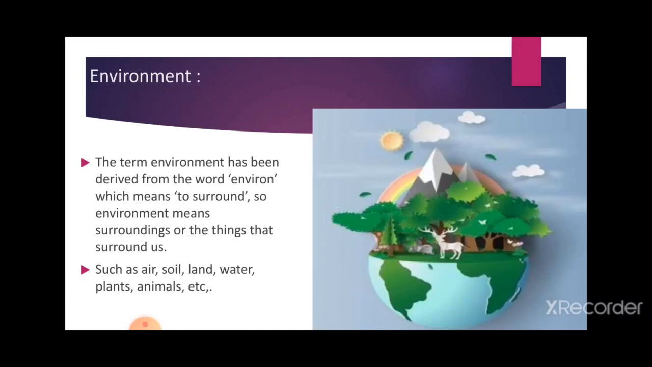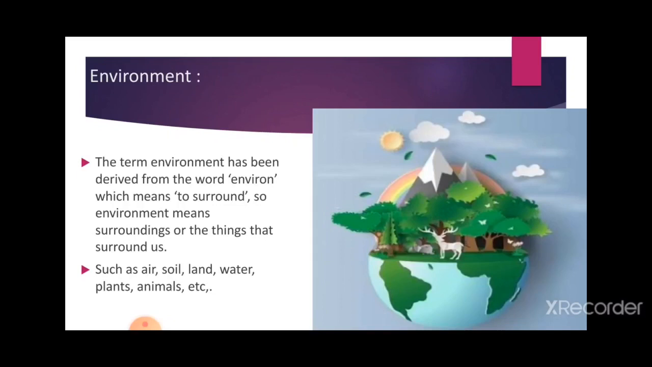Starting with environment. The term environment has been derived from the word environ, which means to surround. So environment literally means surrounding, or the things that surround us. So we have to understand that whatever things are present near us, all of that comes under the environment. Clear?